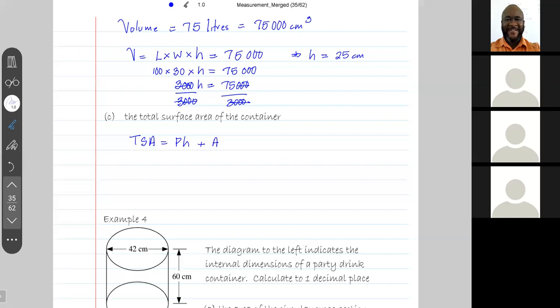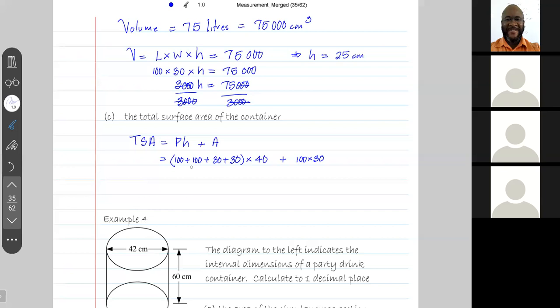All right, let's go back to the container. Well, we don't have to. The perimeter is 100 plus 100 plus 30 plus 30. That's the perimeter of the rectangular cross section times the height of the container, which is 40, plus the area of the base, which is 100 times 30. 100 times 30 is the area of the base. There is no top. P is 100 plus 100 plus 30 plus 30. That's the perimeter of the base times the height, which is 40.